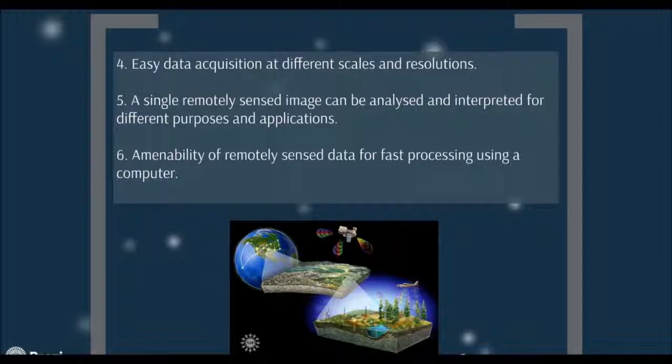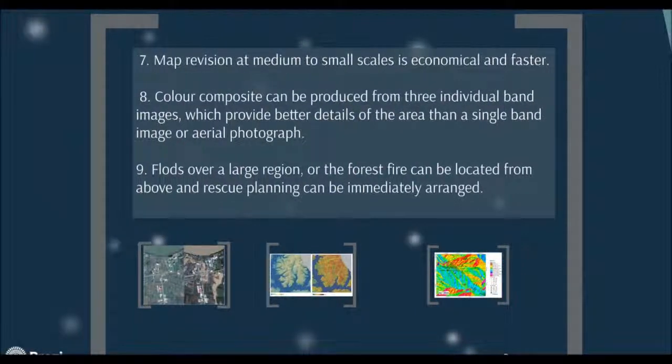Sixth is amenability of remotely sensed data for fast processing using a computer. Next, map revision at medium to small scales is economical and faster. Color composite can be produced from three individual band images, which provide better details of the area than a single band image or aerial photograph. And the last one is floods over a large region or forest fires can be located from above and the rescue planning can be immediately arranged.